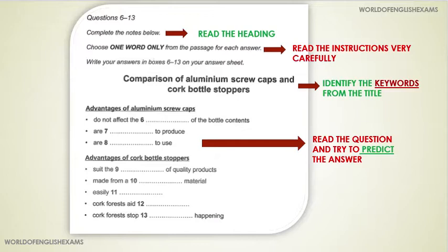Next one, cork forests aid dash. Now, what is the meaning of aid? They help in something. Okay, so what are the uses of cork forests? First one, as we can see, cork forests aid something else, and cork forests also help in another function, guys, and that is one more advantage. Cork forests stop dash happening. They are stopping or they are preventing something from happening. That stands out to be an advantage for them as well.